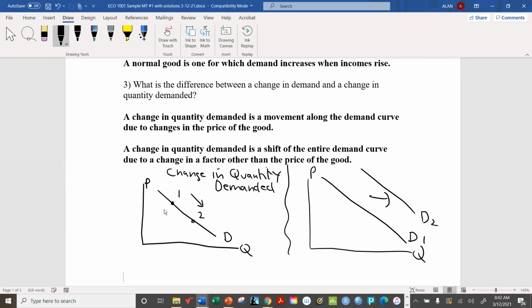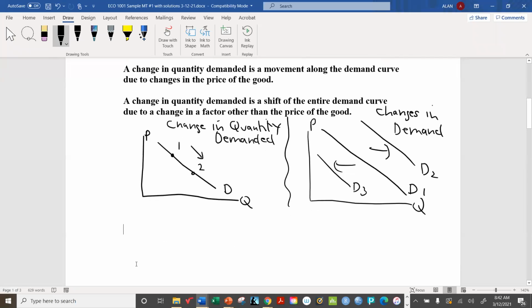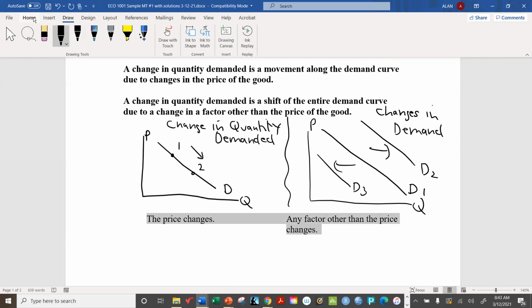Let's say this is D2, this is D3. These are both examples of changes in demand. There are two possibilities in that case, an increase or a decrease. We'll call these changes in demand, to indicate that it could be either. It could be an increase or a decrease. All right, that's the key difference between the two. And of course, once again, what's causing them is that the price changes in the first case, and in the second case, any factor other than the price changes. Okay, there we go. Perfect. That's all you need. And again, drawing those graphs is nice, but it's not mandatory.